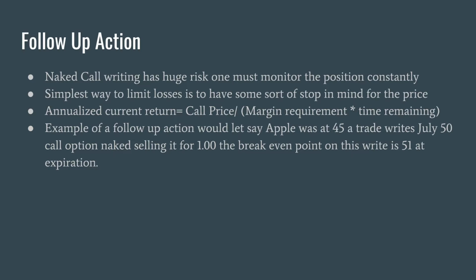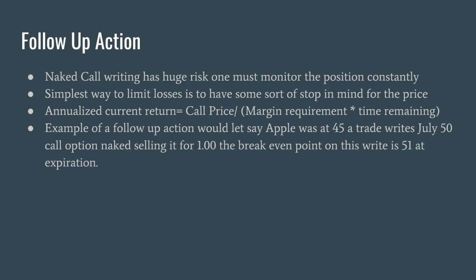So I'll be talking about a quick example. Let's just say Apple was at 45. A trader writes the July 50 call option, which is naked. They're selling it for $1. The break-even point on this write is 51 at expiration. The trader might wait until it rises to 51 to reap the benefit before he stops himself out of the call.